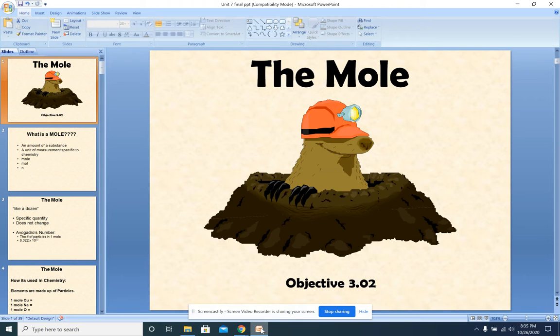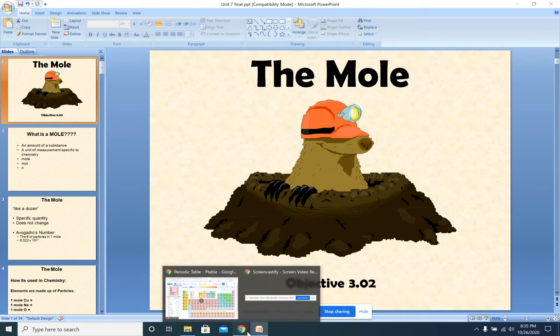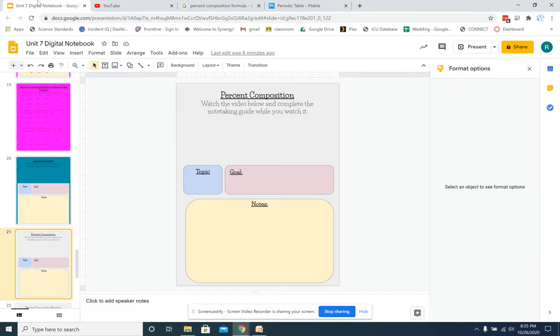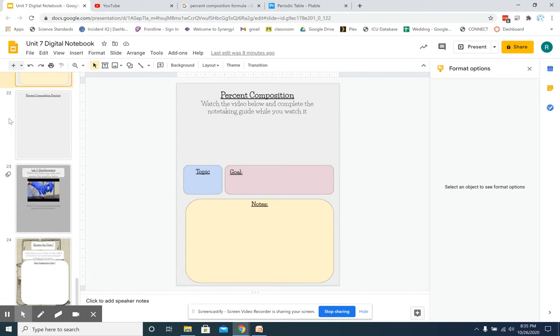Hello everyone. So we are starting a new unit today. The unit is called stoichiometry. Before we can start on stoichiometry, there is going to be some background information.